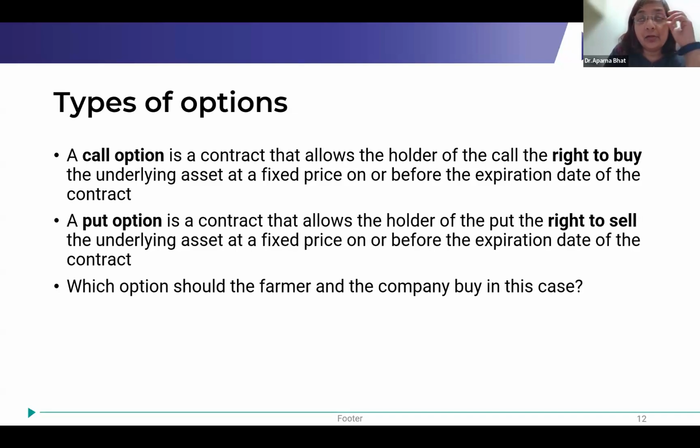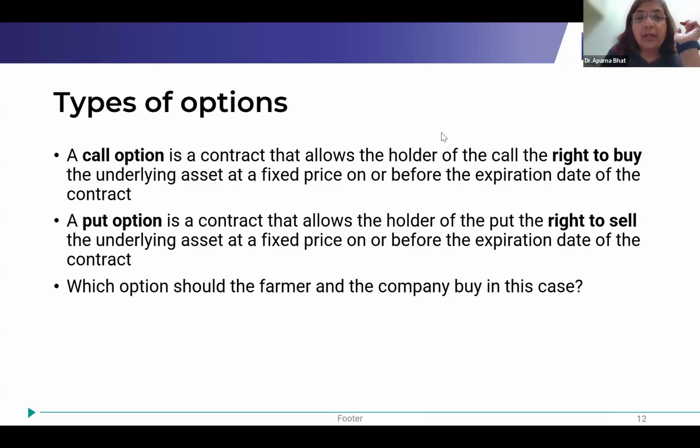So if the market price of the wheat were lower, let us say if there is a bumper crop and the market price of wheat is say 20 rupees or 19 rupees, the farmer wants the guarantee that he will be able to sell his wheat at 22 rupees. But at the same time, if the market price is higher, then what will the farmer do? He will ditch the put option, he will let the option go waste, and he will sell the wheat in the market at a higher price.